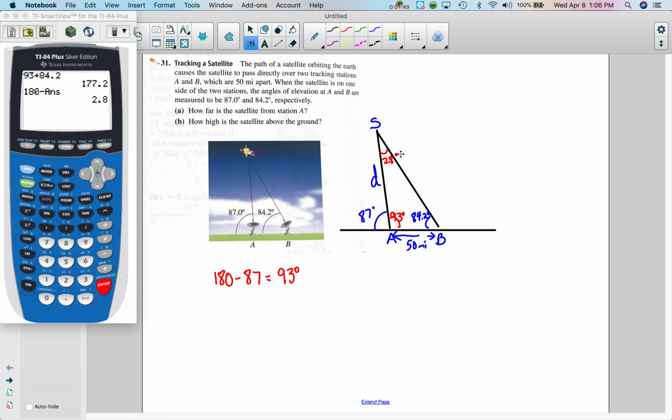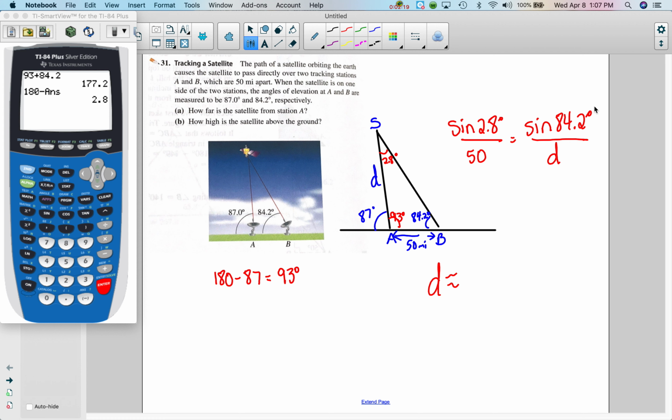Now, I'm trying to find D. I have a triangle. This is not a right triangle, okay, so I can't use SOHCAHTOA. I'm using the law of sines. Now I have an angle and its opposite side and an angle, and I'm looking for D. So I can have sine of 2.8 over 50 equals sine of 84.2 over D. So to find D, I'm going to multiply 50 times sine 84.2, and then I'll be dividing by sine 2.8.